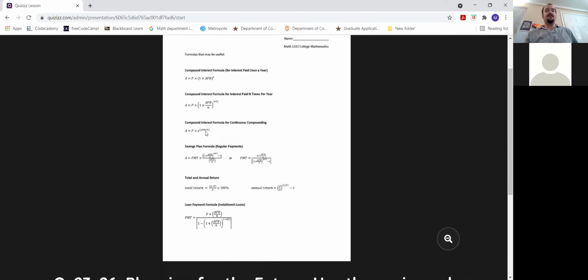4C is going to be the savings plan formulas, and then we're also going to do total and annual returns. Total returns really aren't anything new, they're just relative returns. Annual returns are a little bit weird. So the formulas definitely get a little bit larger for this section.